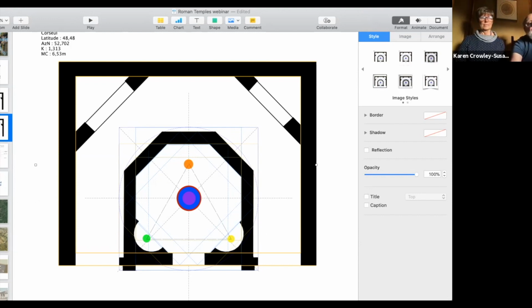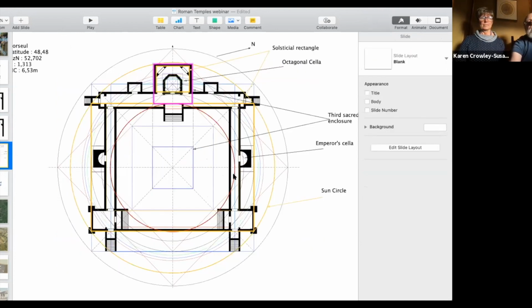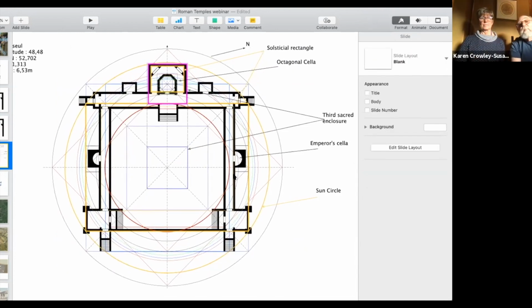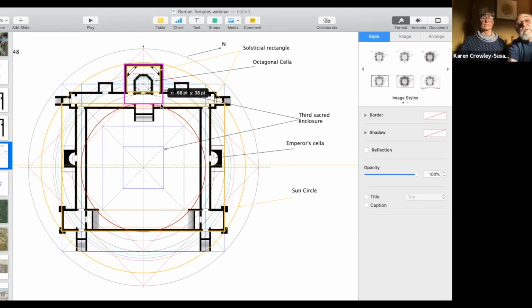And so here you can see more complete descriptions of the place. So you can see the solstice rectangles here, and you can see here, for example, that solstice rectangle that is there, and this solstice rectangle is very important because finally it makes what we call the nave now.